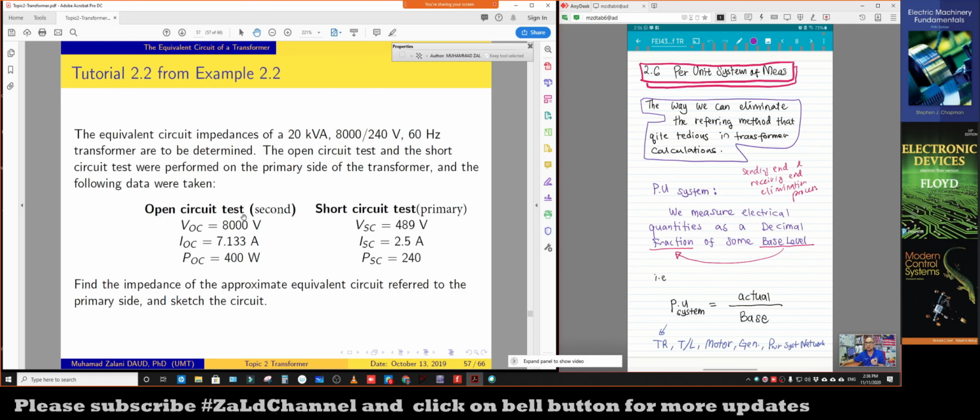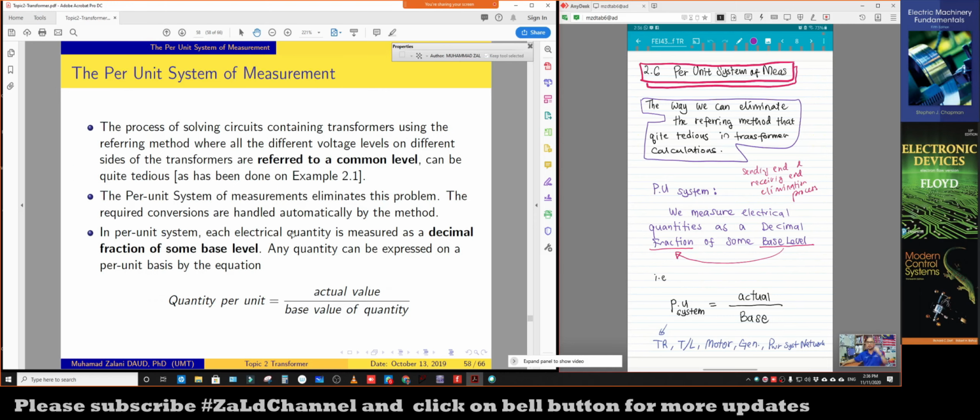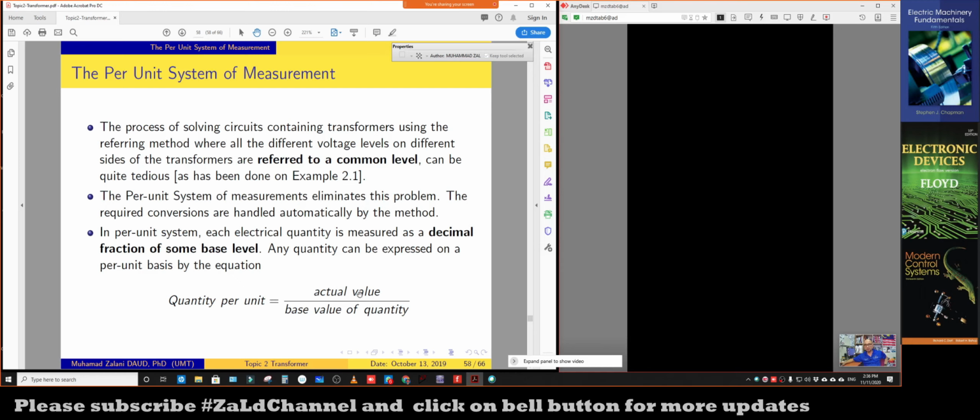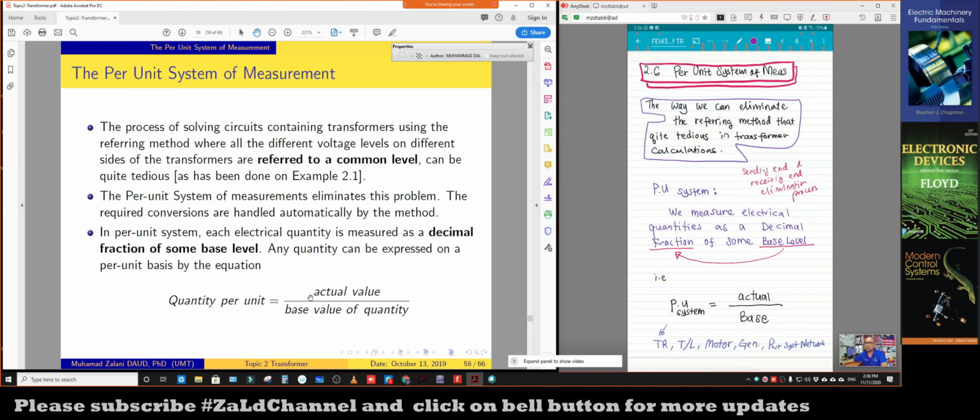Okay, so what we do with the per unit system is to measure the electrical quantity. We have the actual value of the electrical quantity like voltage, current or power, and then we divide it by the base value of the quantity that we have chosen.